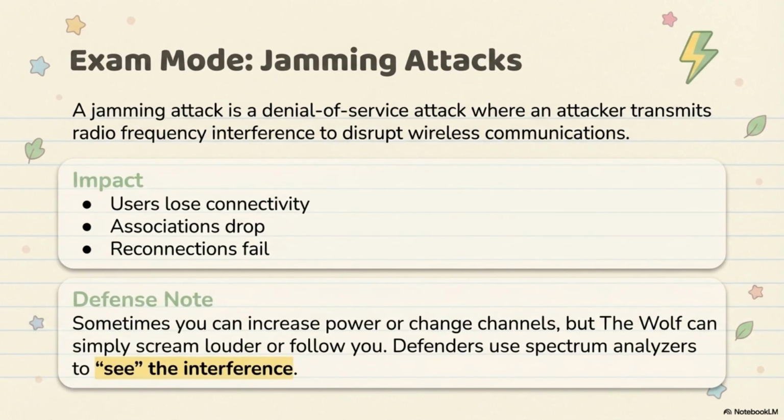Exam mode. A jamming attack is a denial-of-service attack where an attacker transmits radio frequency interference to disrupt wireless communications. Users lose connectivity, associations drop, reconnections fail. Sometimes you can increase transmit power, sometimes you can change channels, but against an attacker, this rarely holds. The wolf can simply scream louder or follow you. Spectrum analyzers are how defenders see the screaming. They visualize interference instead of guessing.